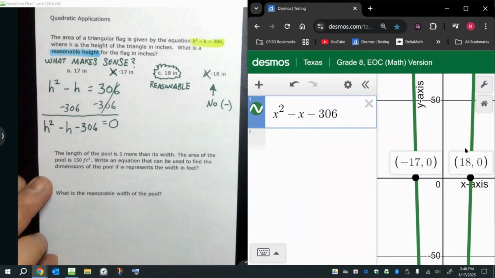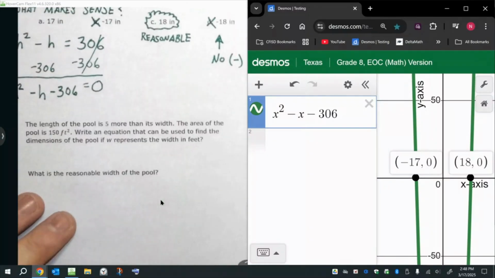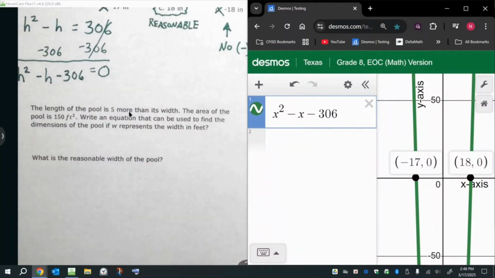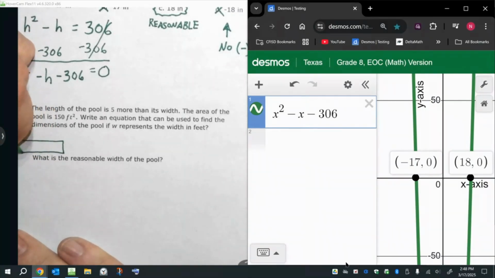Okay, let's take a look at another problem. It says the length of a pool is 5 more than its width. The area of the pool is 150 feet squared. Write an equation to find the dimensions of the pool, where W represents the width in feet. And then we have another question: what is a reasonable width of the pool? Okay, so let's do this. First thing we need to know is that it's saying there's a length, the area, the dimensions. So we're looking at a rectangular pool where I want to know the area.